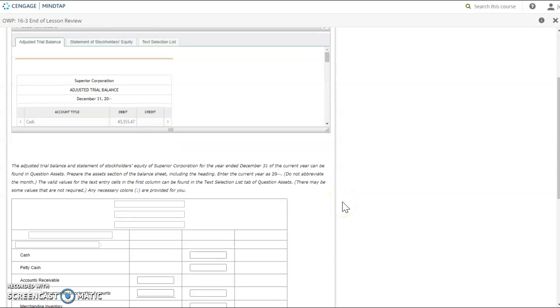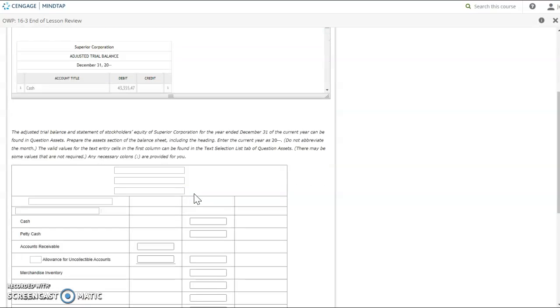Okay, now it says the adjusted trial balance and statement of stockholders' equity of Superior Corporation for the year ended December 31st of the current year can be found in question assets. We're going to prepare the asset section of the balance sheet, including the heading. We're going to enter the current year as 20-. It says do not abbreviate the month. The valid values for the text entry cells in the first column can be found in the text selection list tab of question assets. There may be some values that are not required. Any necessary colons are provided for you.